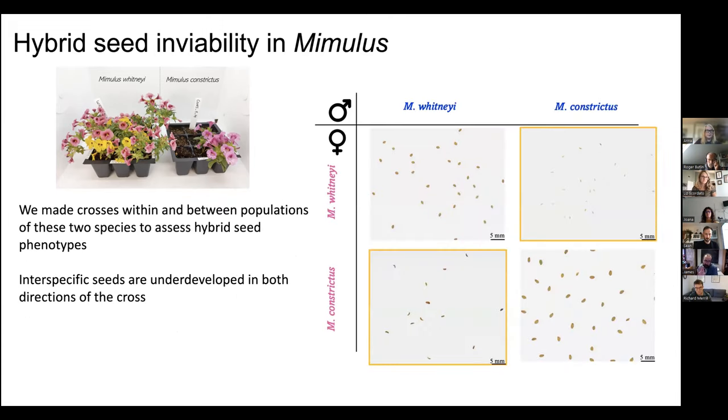Hoger made crosses between whitneyi and constrictus, across many populations in each taxon, and in both cases, interspecific crosses are underdeveloped. I'll say that when I call this a cryptic form of isolation, many of us who are ecologists, or at least have focused on ecology in the past, have made crosses between taxa like this and seen some seeds produced in the fruit, and we haven't been very careful about looking at the viability of those seeds beyond maybe trying some germination assays. I think there are clearly some very strong fitness issues happening here. Some of them can be subtle, but I think they're really important.